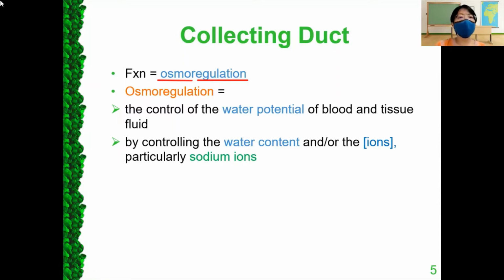Because you know that water potential is affected by two things, right? Water potential is affected by how much water you have and how much solute you have. So therefore, the body will try to control the water content as well as the solute, by controlling the water content and or the concentration of ions, particularly sodium ions.